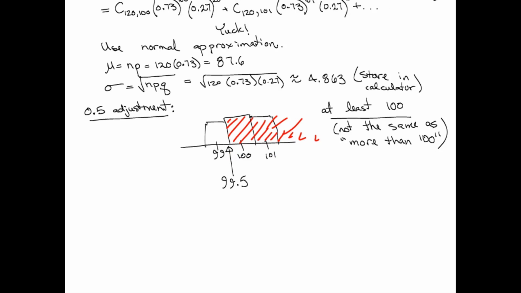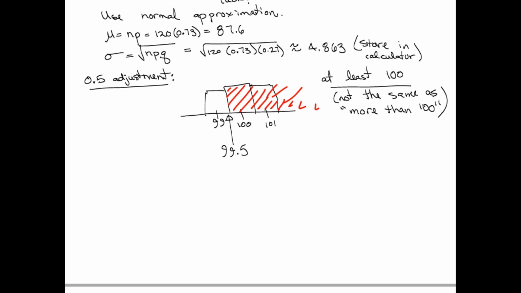Okay, so let's draw a sketch, just like when we do a normal distribution problem. I'm going to shade the area that I want. My mean is at 87.6. So 99.5 is off to the right. And I want everything to the right of 99.5.